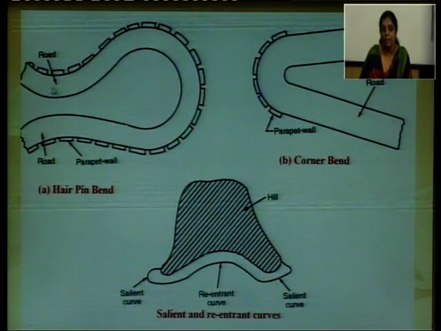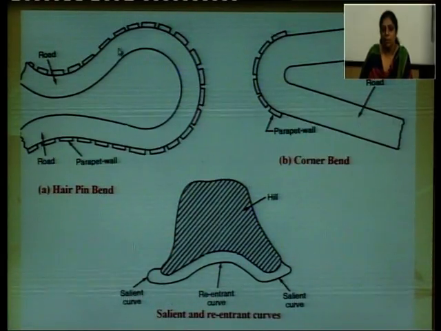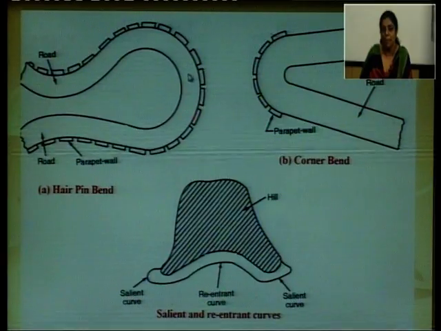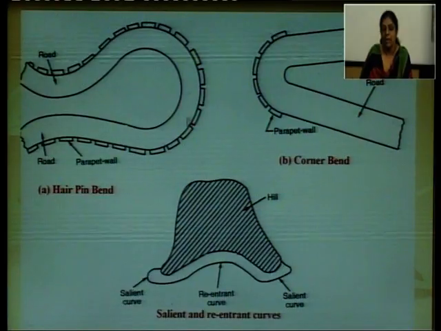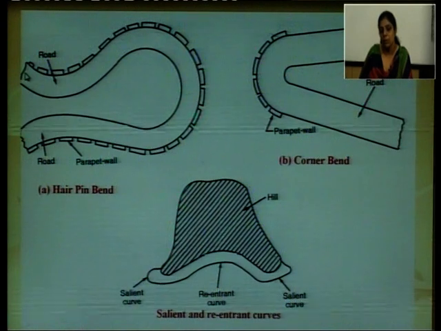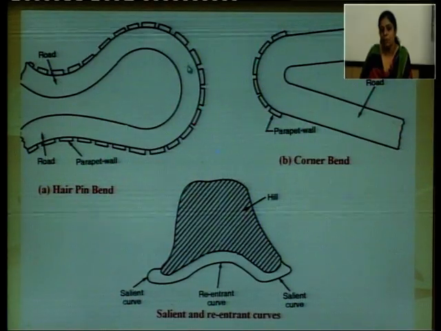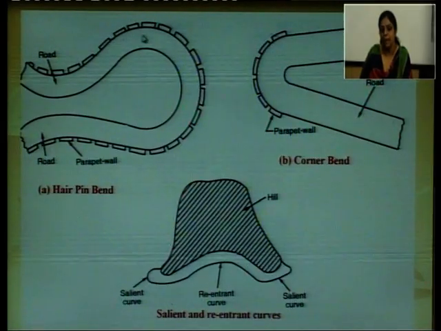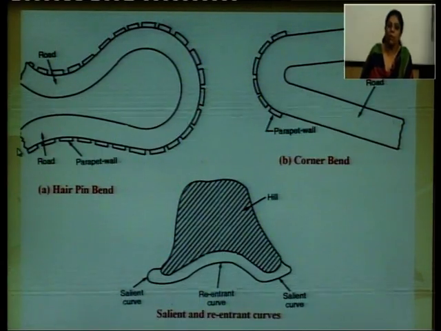You can see here that the road is coming from this direction. It is going like this. Then here comes the hairpin bend. This whole part is a hairpin bend. So it has the shape of a hairpin. This almost turns the direction of the road through 180 degrees. You are coming from this direction, and then after taking this bend, you are going back. So this is your hairpin bend.